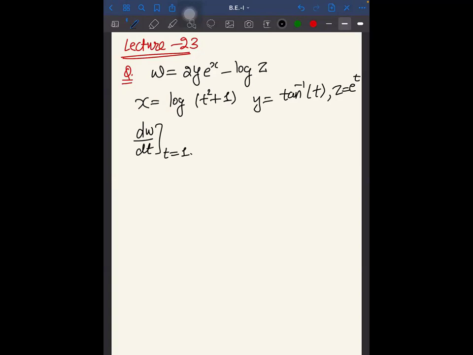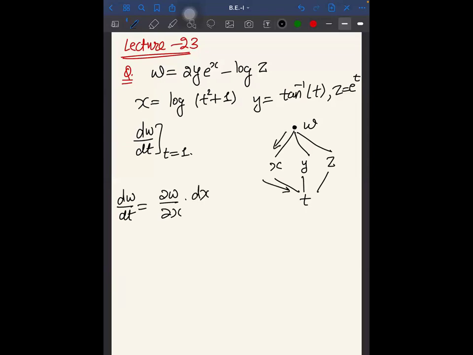Now if you see, w is your dependent variable and there are three intermediate variables, and they all are dependent upon t, right? So we'll be finding dw by dt by using the chain rule. And what was that? dw by dt is equal to, first of all, curly w by curly x into dx by dt, plus curly w by curly y into dy by dt, plus curly w by curly z into dz by dt.